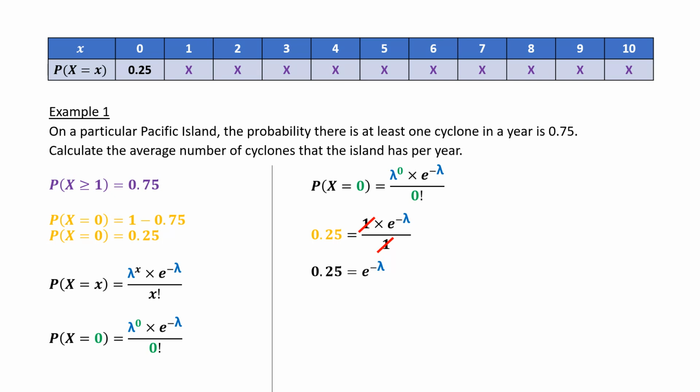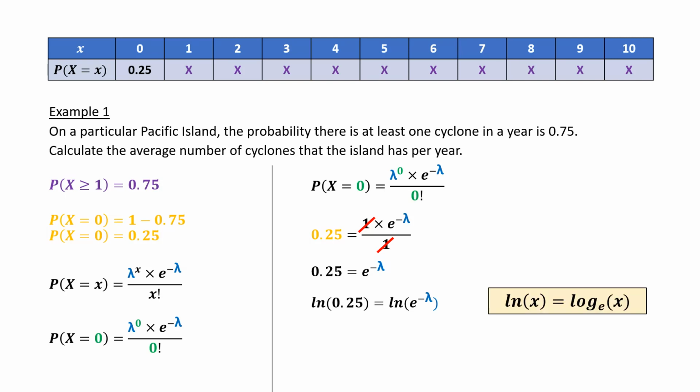Now, e is an interesting number. It's a bit like pi, it's an irrational number. How do we get rid of e? Well, we're going to introduce some year 12 algebra, and we're going to come back to natural logs. We're going to take the natural log of both sides. Now, the natural log is basically log of base e.